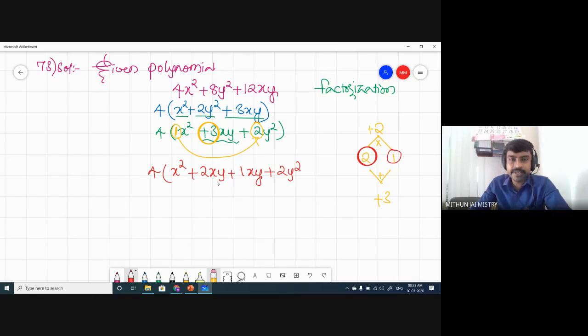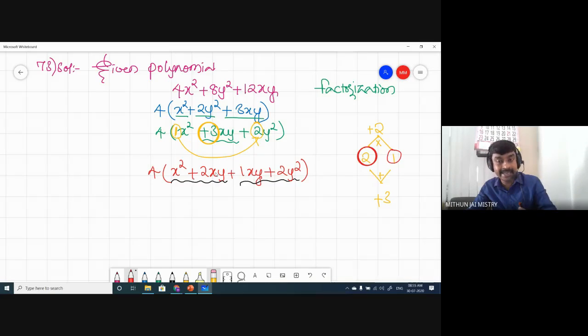We are writing like this so that I can take something common from the first two terms, and the same thing as common from the next two terms. What does it mean? It means whatever common you get in the first two terms, in the next two terms also you will get the same common. So that's why we are following these rules.